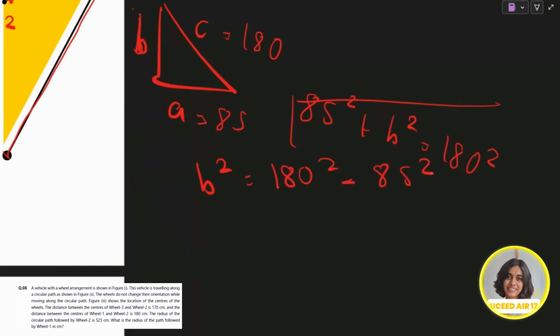And when you get such very large values, abstain from solving it right away. Don't solve it right now. Just simplify this. I can get b in this form also: the square root of 180 square minus 85 square. I'll just keep it like this. I won't solve it beyond this.